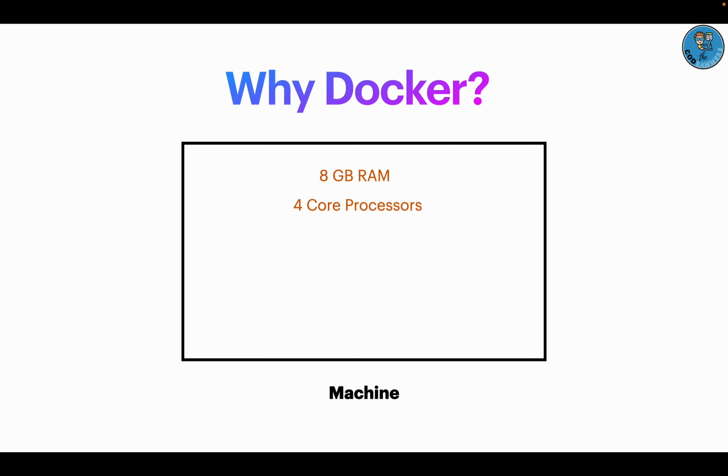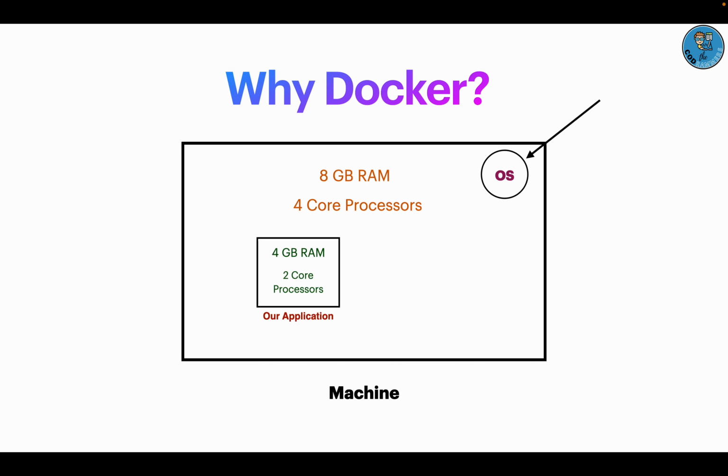To understand Docker, we have to go to the earlier days. So let's say we have a machine with 8 GB RAM and 4 core processors. In earlier days, we had to install an OS on this machine to interact with it, and then we would install our application on that machine and run it. So what is the problem with this traditional method? For example, our application only uses 4 GB RAM and 2 core processors. So here the resources are not completely used. Every time, the 4 GB RAM and 2 core processors sit empty, not doing any work.